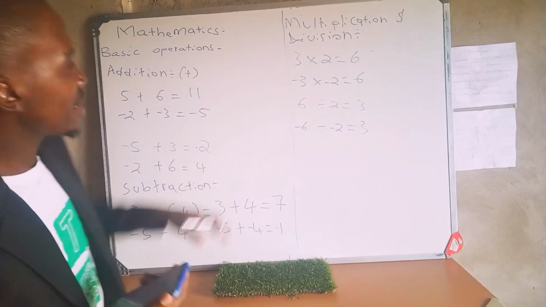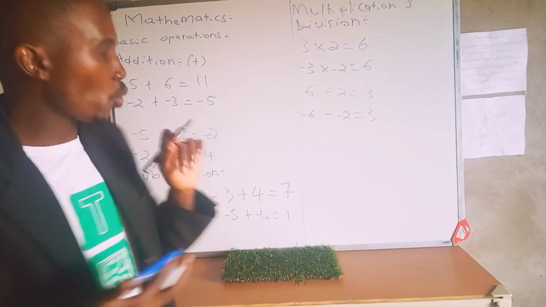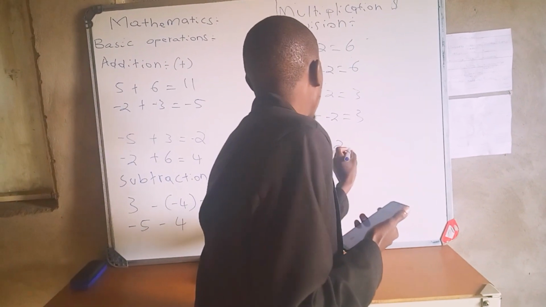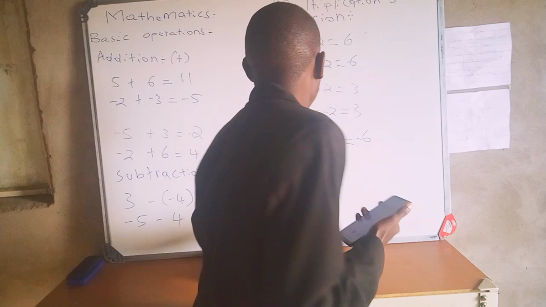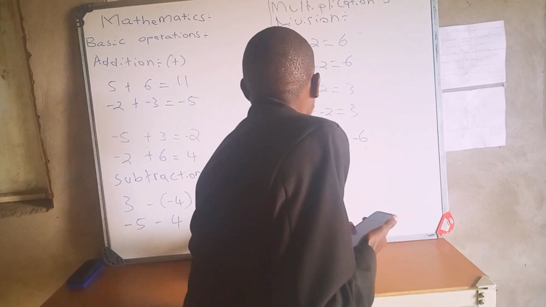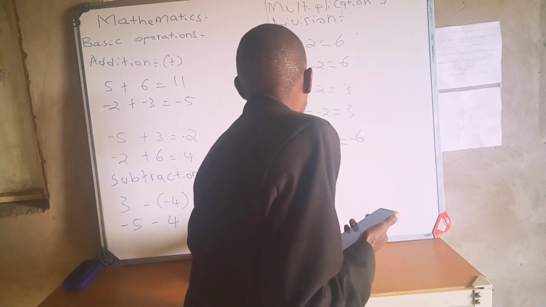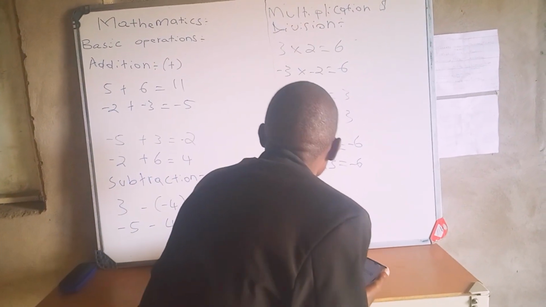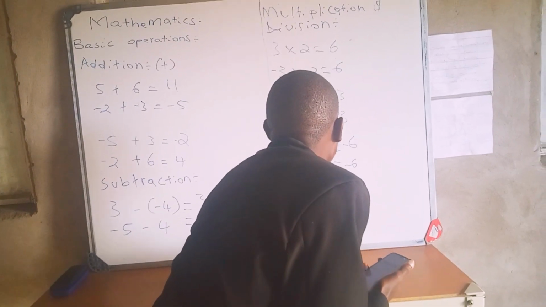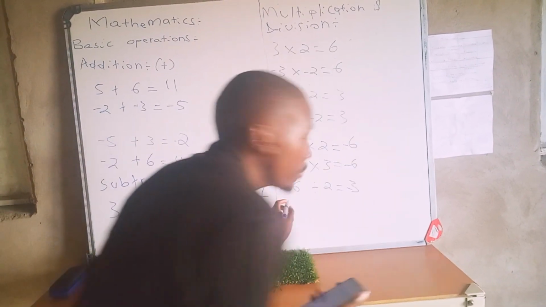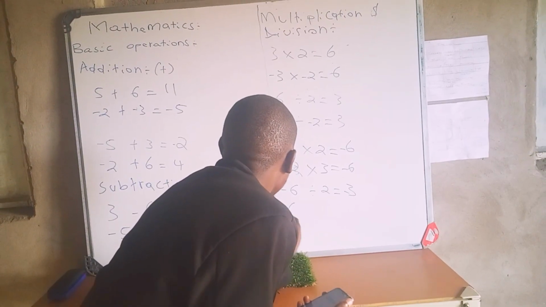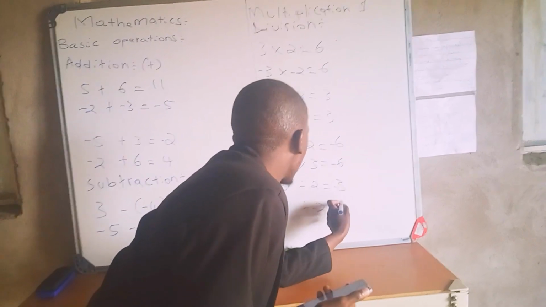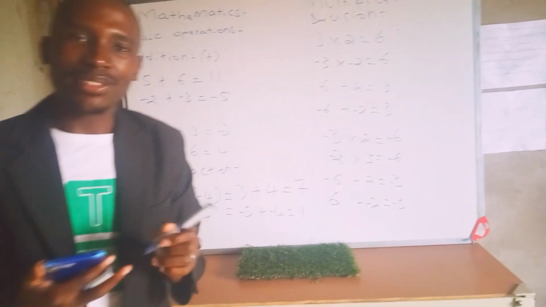But if the signs are different, now the answer is always negative. If you have negative 3 times 2, the answer is negative 6. If we have negative 2 times 3, the answer is always negative. If we have negative 6 divided by 2, the answer is negative. If we have 6 divided by negative 2, the answer is always negative.